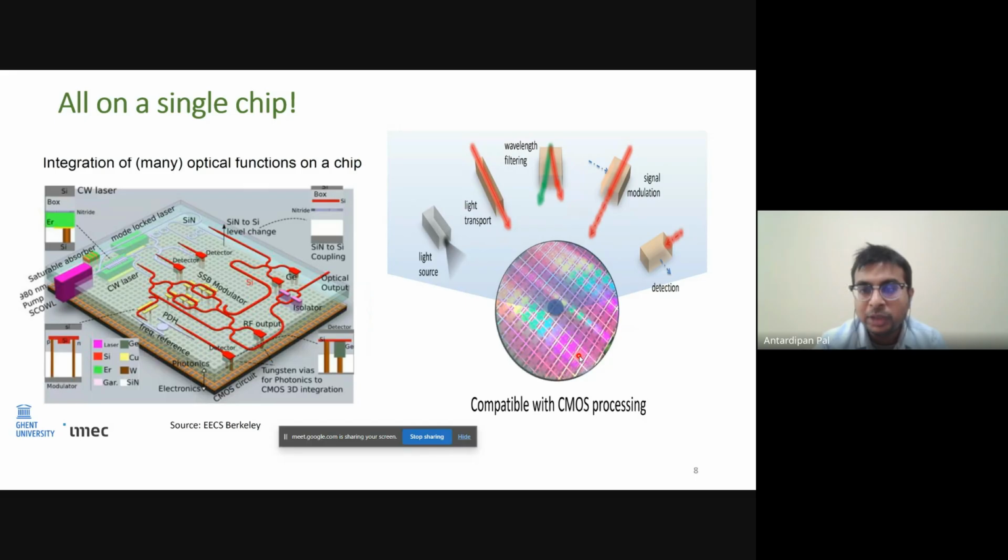So what are the things we have for integrated photonics? We have a light source, that's a laser. We have a light transport medium, that's an optical waveguide. Then some filtering, these are generally passive filters, unlike the RF or RC filters, the op-amp filters; those things are a bit different. Then again, signal modulation and detection. This is a photon detector.